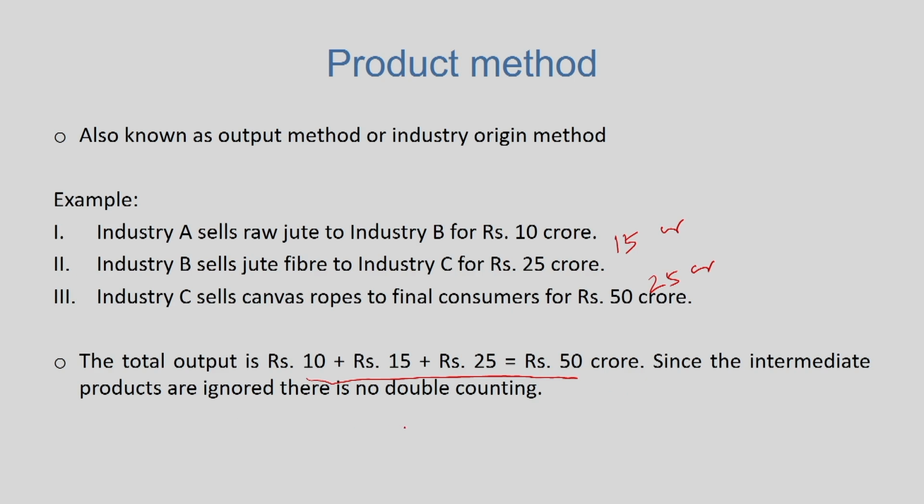Since the intermediate products are ignored, there is no double counting, and this is extremely important in the system of national accounts when we are trying to estimate national income accounts by the product method. If the final output value of these three industries is added, the double counting boosts up the national product to rupees 85 crore. Therefore, it is extremely important that issues of double counting are avoided.